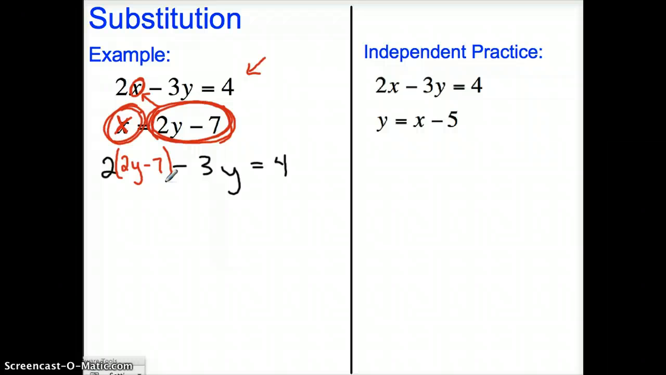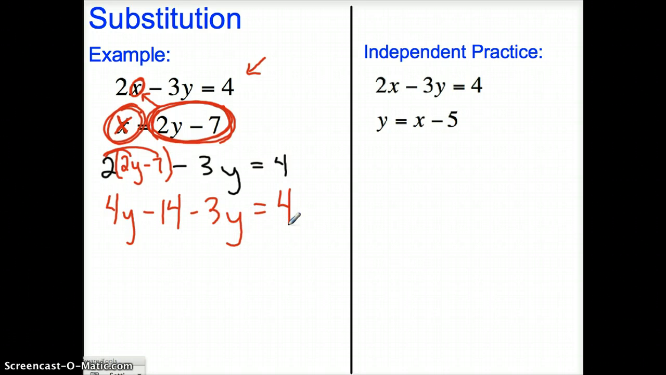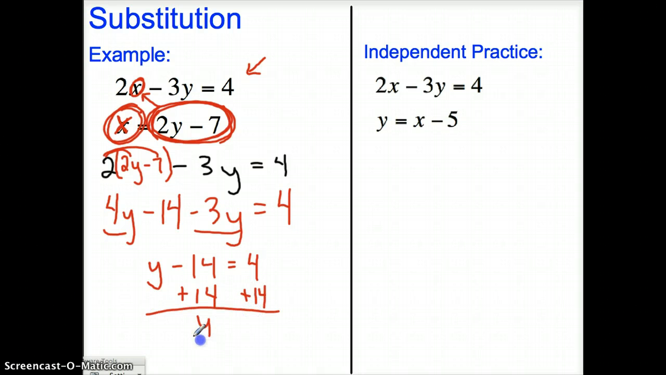So now I'm going to solve using my equation skills. So let's see, first I'm going to take care of these parentheses and distribute the 2. 4y minus 14 minus 3y equals 4. And I'll continue solving for y. Let's see, I can combine like terms here and get 1y minus 14 equals 4. One more step to solve for y, add 14 to both sides. And I get y equals 18. So apparently when y is 18, these two x values will also be the same. They'll have the same value.